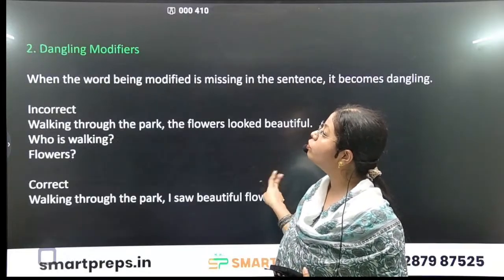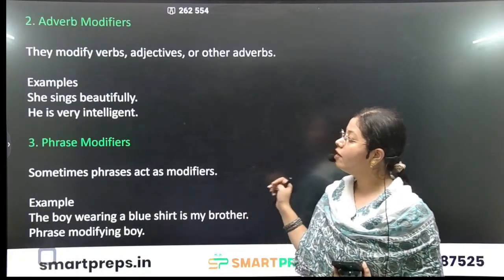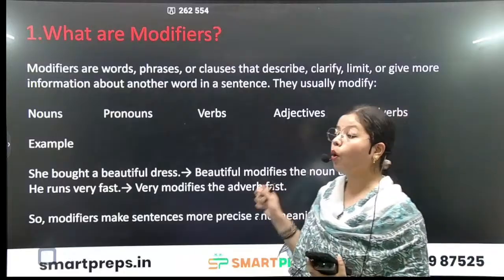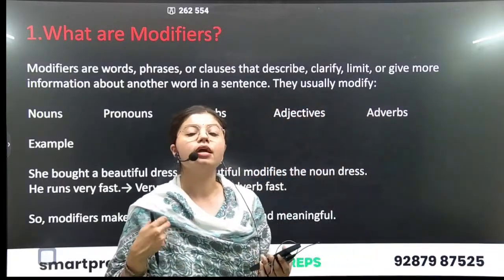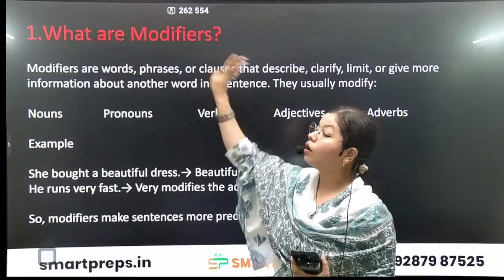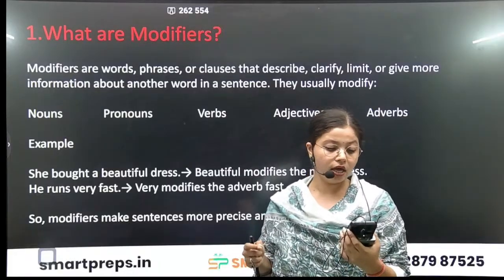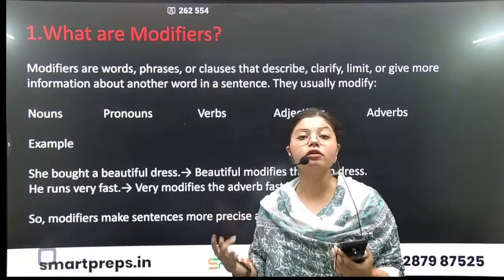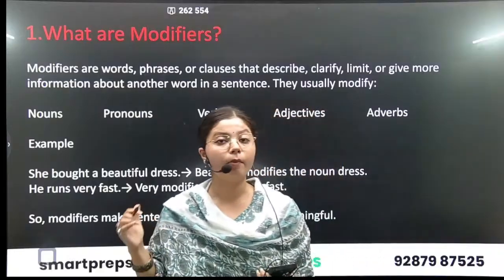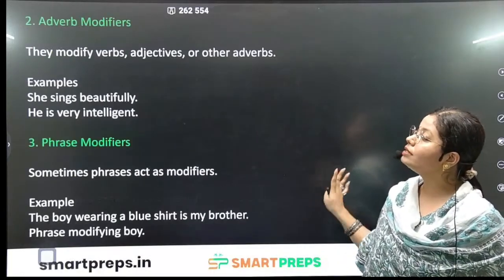We have understood errors like squinting, dangling, misplaced. Then we have understood the various types of modifiers: adjective, adverb, phrase, clause modifiers. And we have understood the whole concept of modifiers. I hope you have understood. It is a very simple concept. We read day to day English grammar and practice it, but we do not know what it is called. Many questions appear in sentence error detection where these errors occur, and in error detection and sentence improvement topics we get such questions. That is why today I took up the modifiers concept with 10 questions.